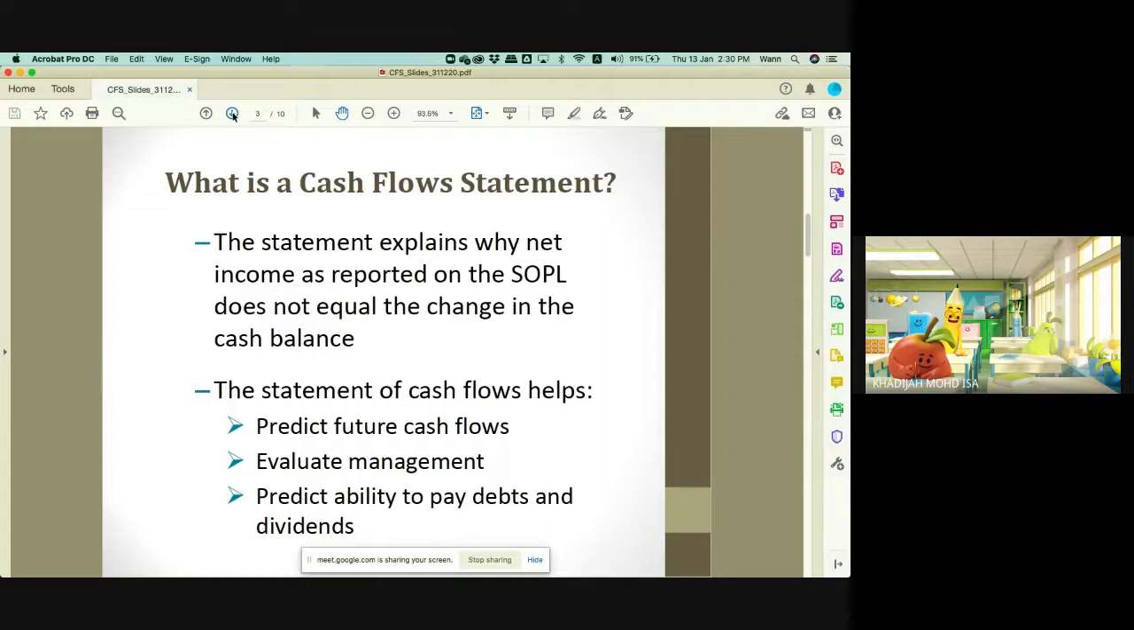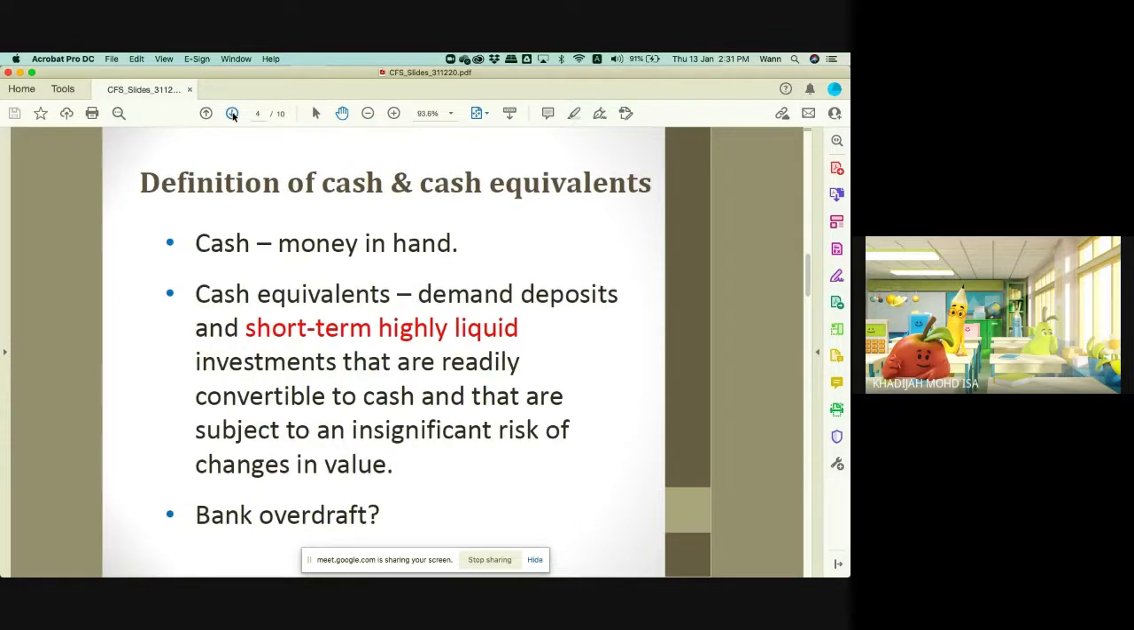So the cash flow statement helps you to predict your future cash flow as well. Because by looking at the statement of cash flow, you'll be able to see how your operations are, how your financing is, and how your investment is. You will also be able to evaluate the management in terms of cash management, and to predict the ability to pay debts and dividends. All right, what is cash and cash equivalent?